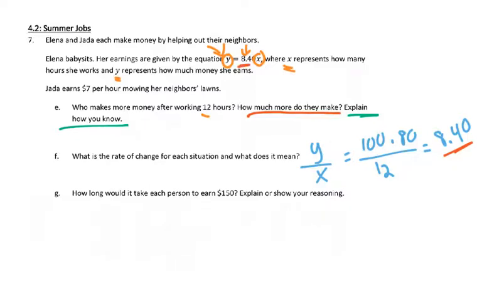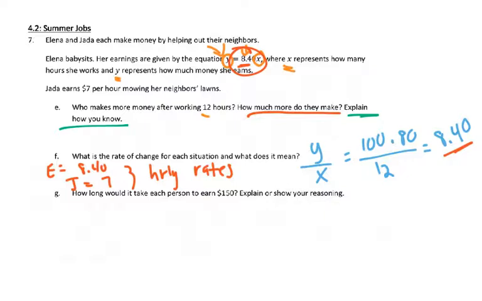So the rate of change is the amount that each girl makes per hour. So for E, it's 8.40, and for J, I'm just abbreviating their names, it's 7, and that is their hourly rates. Make sure you understand that, okay?